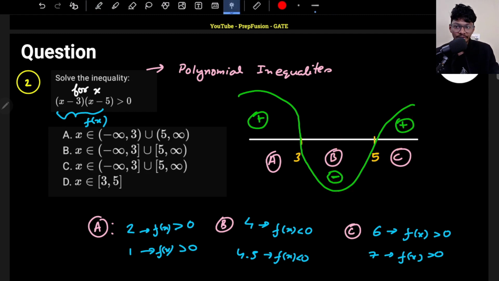Because it is also telling me what the magnitude is. At x equal to 5, it is equal to 0. You put x equal to 5, it will be equal to 0. At x equal to 3 also, this is equal to 0. Okay, this is my f of x.